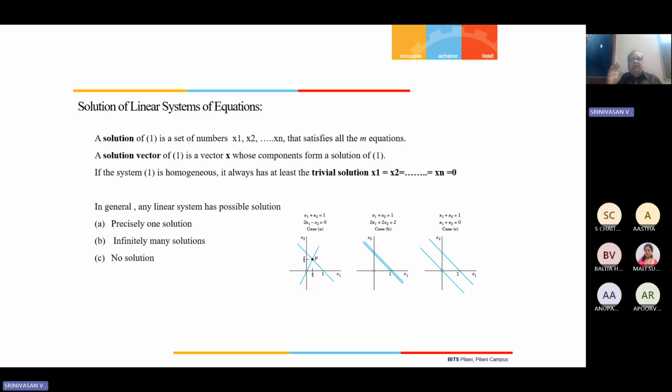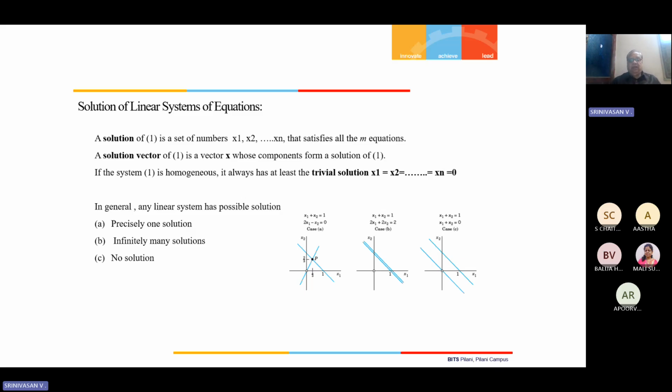So in which case, naturally, there is definitely at least one solution, and that is the trivial solution, which means x1 equal to x2 equal to etc. xn equal to 0. But in general, to find a solution, we are always expected to find a non-zero solution, a non-trivial solution, not the trivial solution.